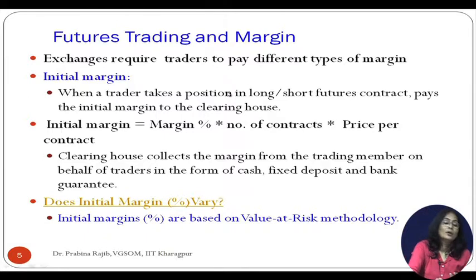So how is the initial margin calculated? Suppose this margin percent is 4%, as for the cotton contract it was 4%. The number of contracts, let's say in our case, trader A took 12 contracts, and the price per contract, that is, the price at which his order got executed. So multiplication of these three will give the initial margin.